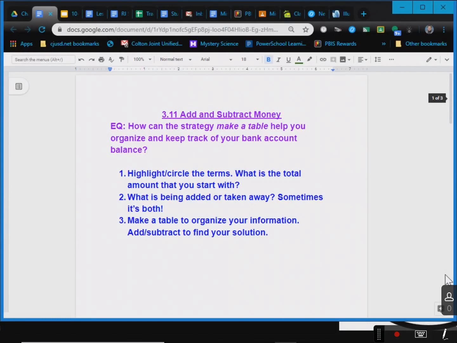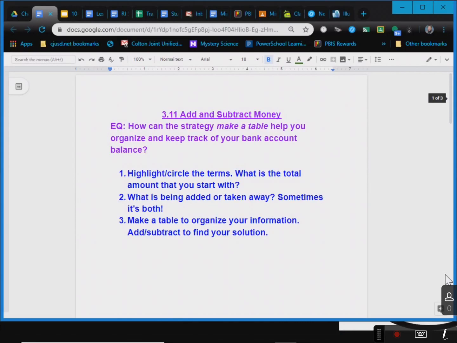First step is to highlight and circle the terms. What's the total amount that you start with? They're going to give you an amount that the person initially starts with, and then they're going to tell you what happens to that amount. Is money being taken away? Is it money being added? And that's the second step. What's being added or taken away? Sometimes it's both, which we'll see in the first example.